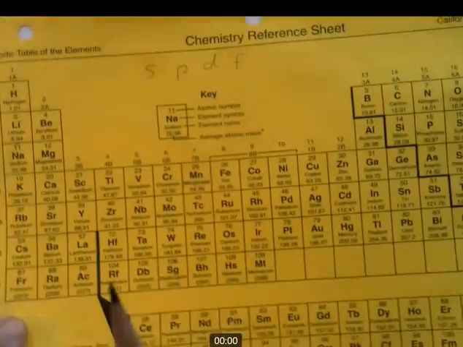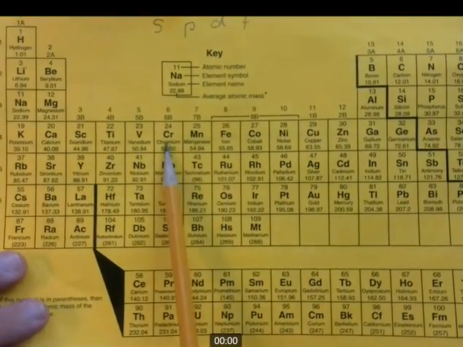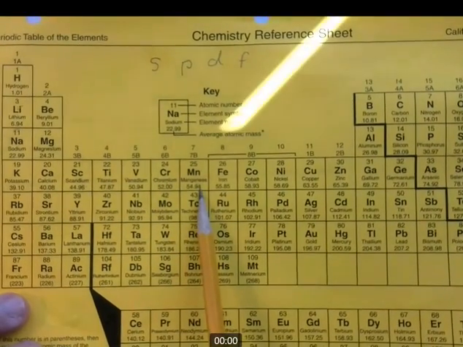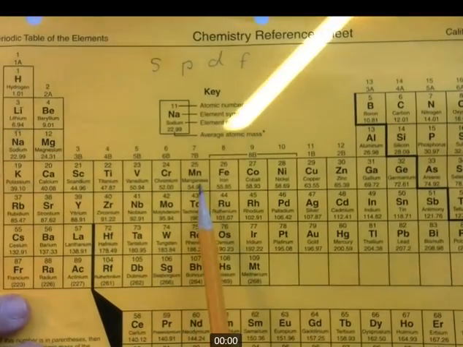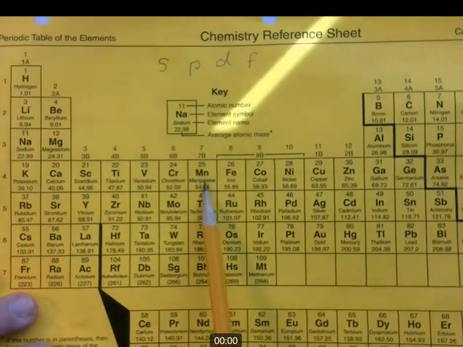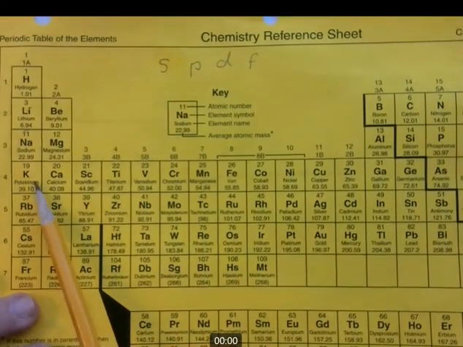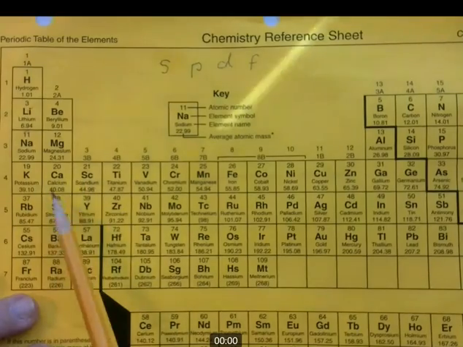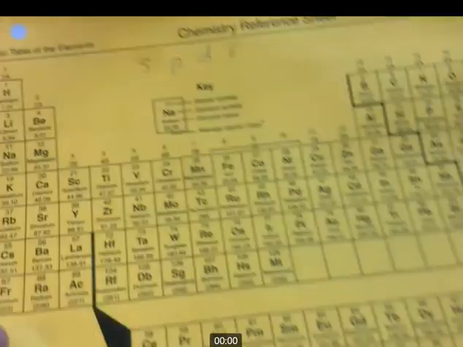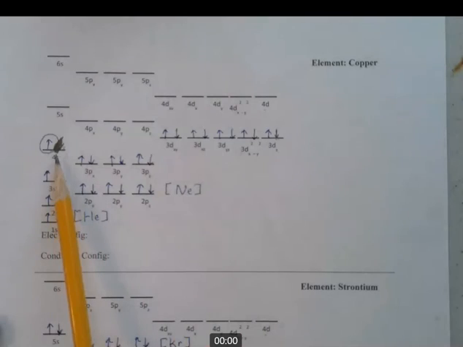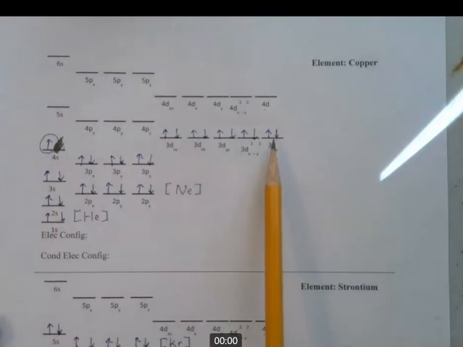That would have been the same if we had been at chromium. It's the 4th element over. It would like to have a half-filled d orbital. That means it would add an electron, so it would be like the electron configuration of manganese. It would also get that electron from here, from the 4s orbital. Same thing. All right? So this is what it should actually look like. No electron there, but you put that electron there in the d orbital.